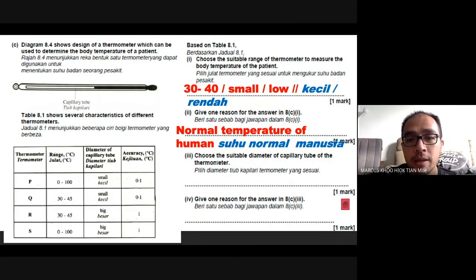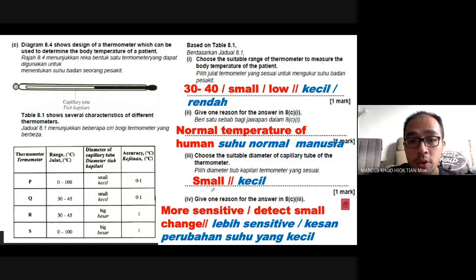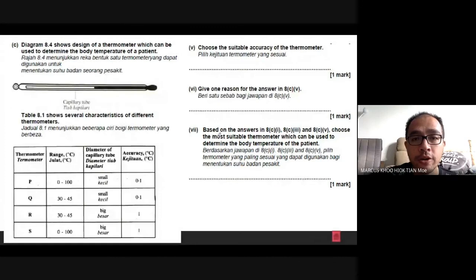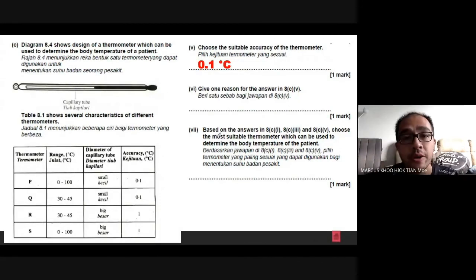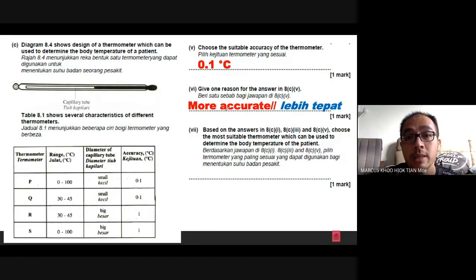Choose a suitable diameter of the capillary tube. We want a smaller capillary tube, and the reason for this is so that it is more sensitive or detects small changes. So I explained this in the video yesterday. All right. Next, choose the suitable accuracy. Obviously, the better accuracy is the 0.1 degrees Celsius, because it is more accurate. You can also say more sensitive. Also can.